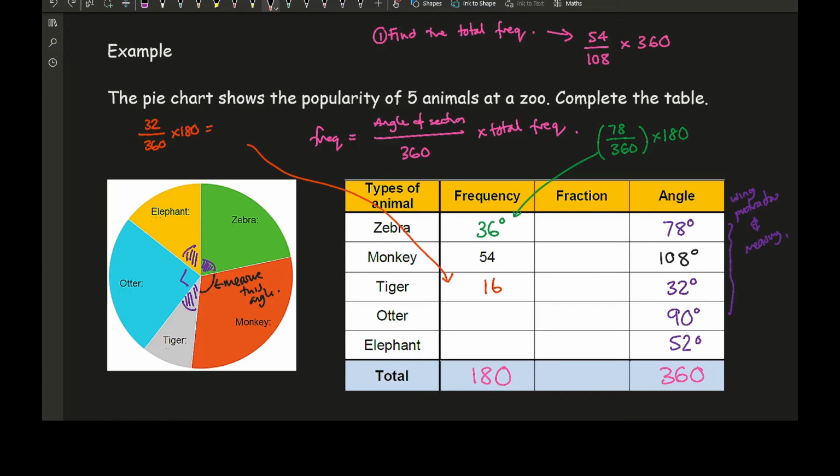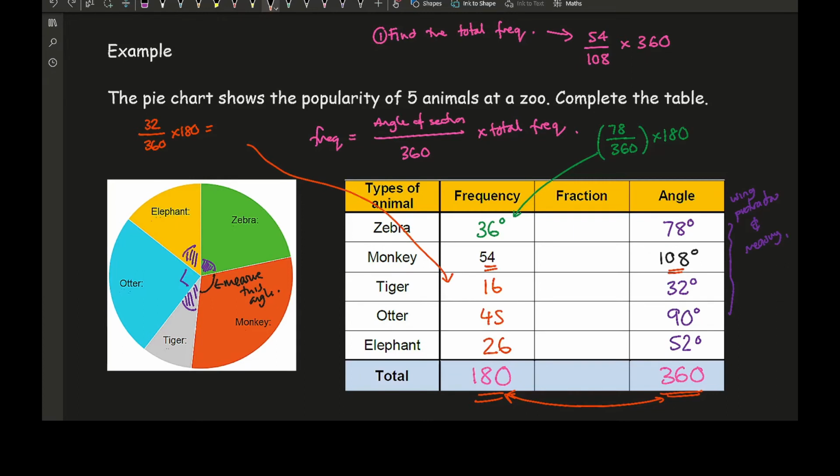Now one thing I should notice is that these numbers are basically half, so all I need to do is divide the angle by 2. That's not always going to be the case, and that's only because I can see a relationship between 360 and 180. But the formula is always going to work, especially if you're using a calculator paper. If it was non-calculator, then that is definitely something I would need to spot, that the angle is twice the size of the frequency. So for otter, it's 90 degrees, half of that is 45, and half of 52 is going to be 26.